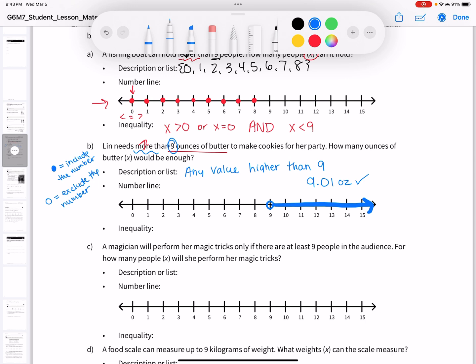Okay, so what would the inequality look like? Well, the inequality would say X, my ounces of butter, has to be greater than 9. It can be any number greater than 9, but it has to be greater than 9.